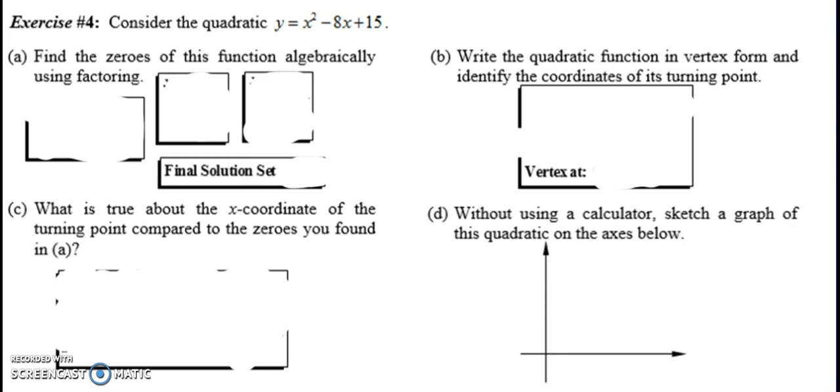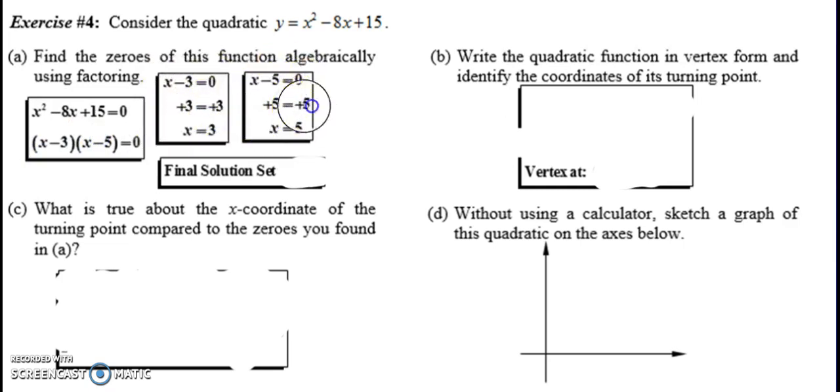Okay, how did you do? Let's see. So we have this, set it equal to 0, first step. Factor it was the second step. Now you take your factors, set those equal to 0. Pretty easy for you now, hopefully. And there are our solutions.